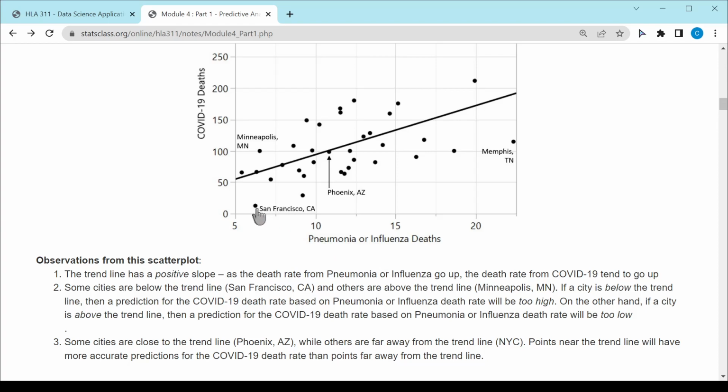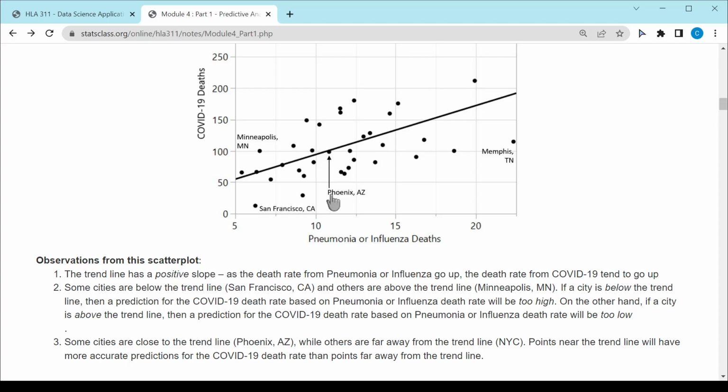So here, for example, here's the actual COVID-19 death rate. Looks like it's about 10 or so, quite low here for San Francisco. But if we make a prediction using all the data, we would predict that to be about here at about 50 or 60. So our prediction would not be very good for San Francisco.